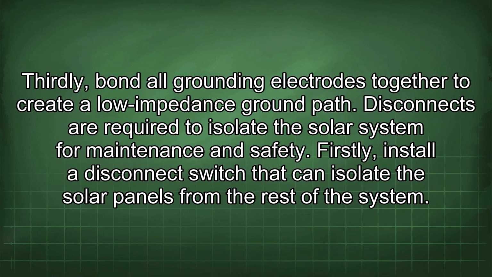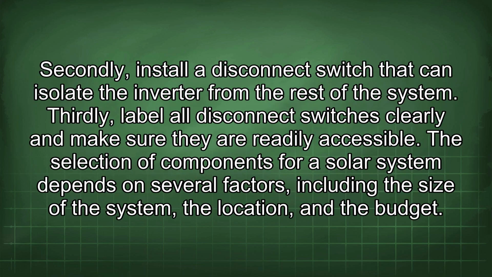Thirdly, bond all grounding electrodes together to create a low-impedance ground path. Disconnects are required to isolate the solar system for maintenance and safety. Firstly, install a disconnect switch that can isolate the solar panels from the rest of the system. Secondly, install a disconnect switch that can isolate the inverter from the rest of the system. Thirdly, label all disconnect switches clearly and make sure they are readily accessible.